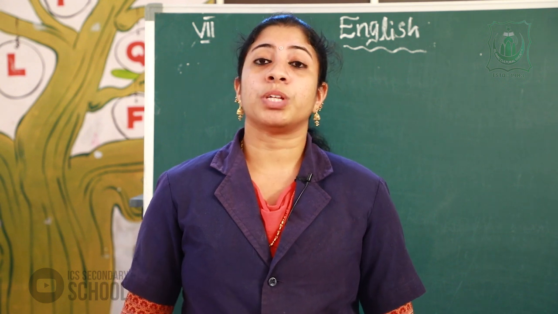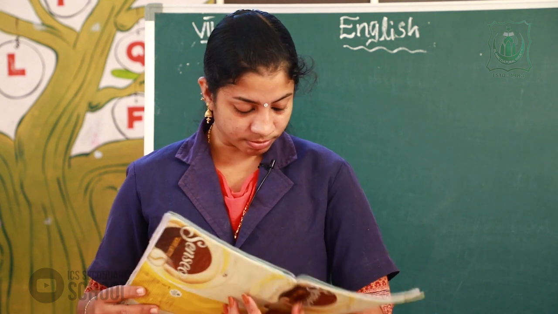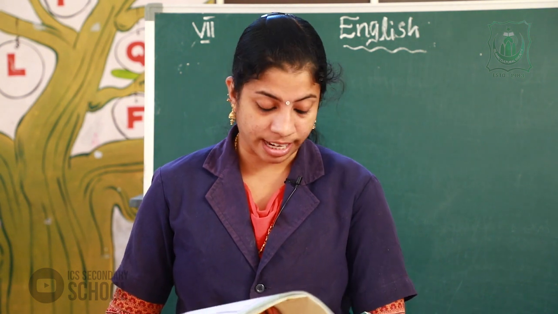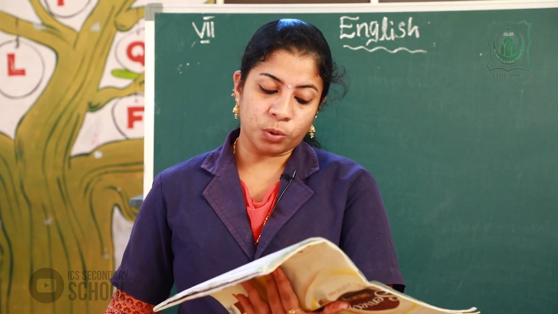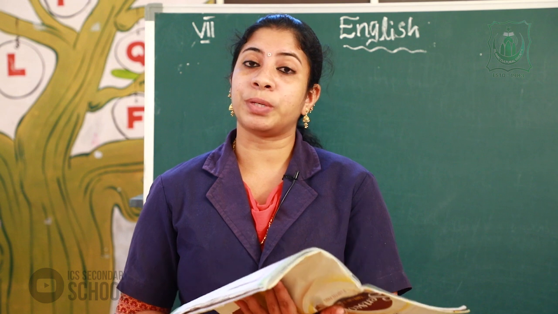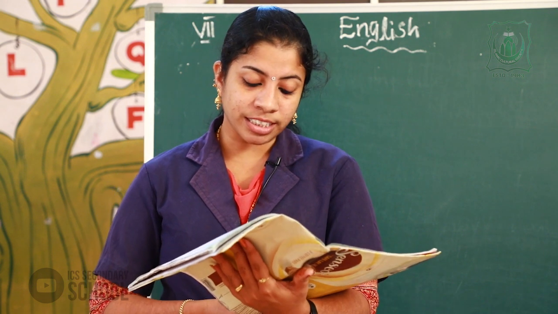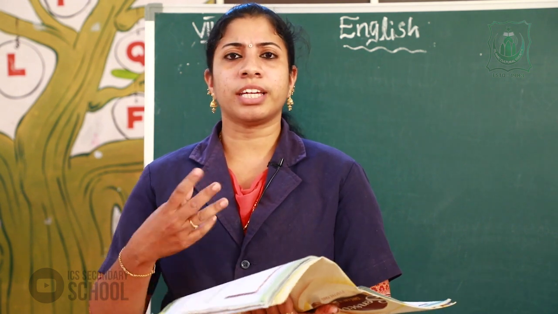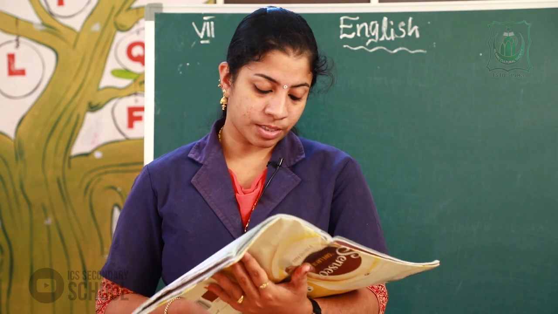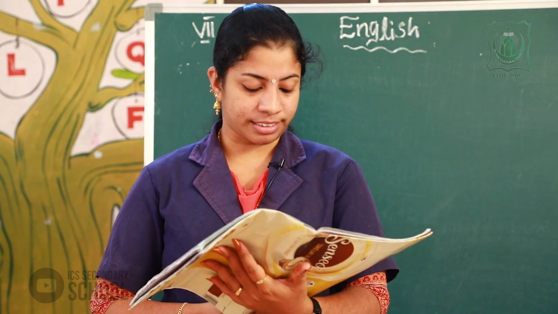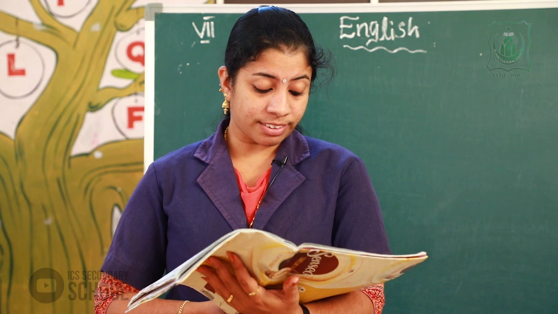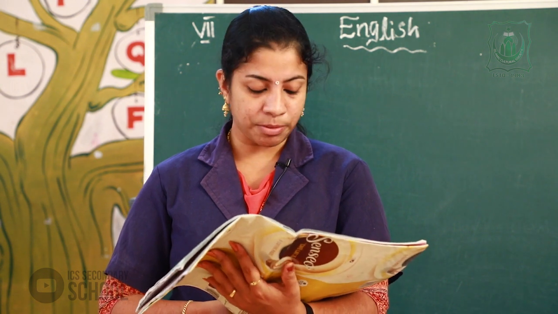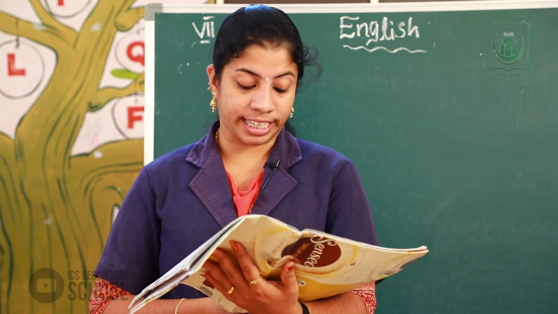Now, we can move to the third activity. I hope you understand. Given below are a few tongue twisters. Take turns to read them aloud. Now, here are the tongue twisters, an easy method. Listen, there are 3 sentences there. Please listen. Page number 28.